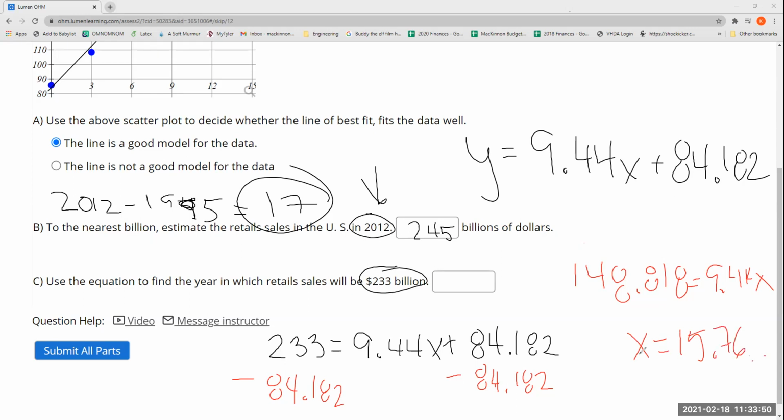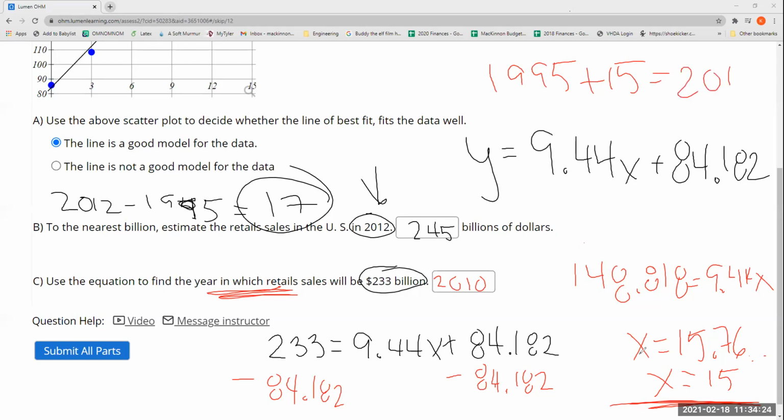Now look, we're saying year in which. So I have to round this down. So in this case, X is actually going to be 15, because if I round it up, then what's happening is I'm in the 16th year. I've already passed 233 billion. So I've got to round down here. And this is 15 years from 1995. So this answer is actually going to be 2010. In the year 2010, this happens because, remember, X represents the number of years since 1995. And so my answer is 2010.